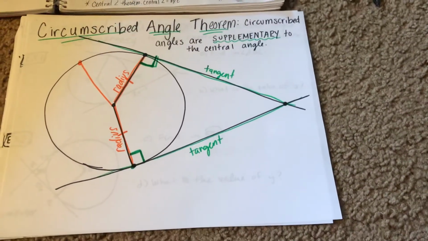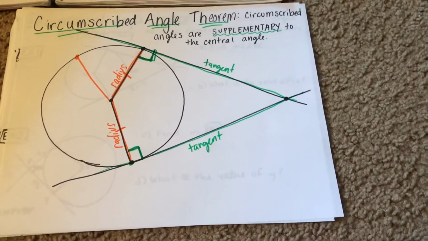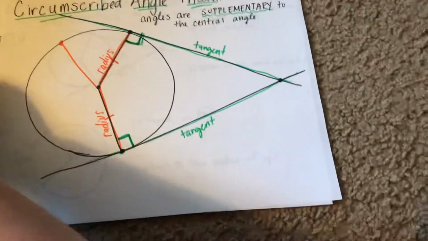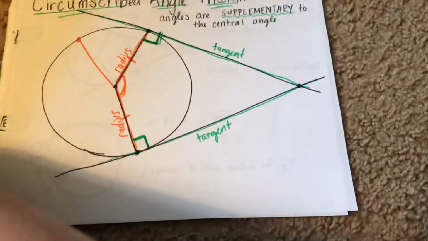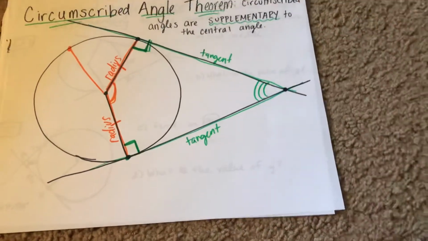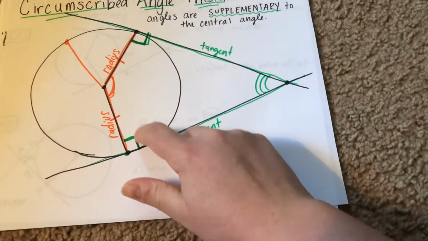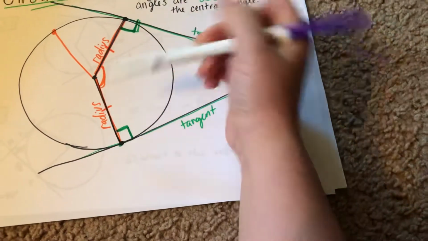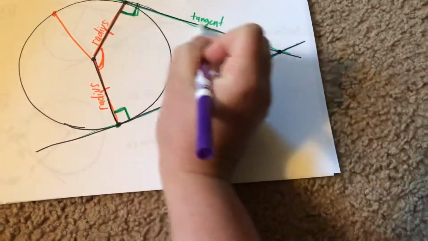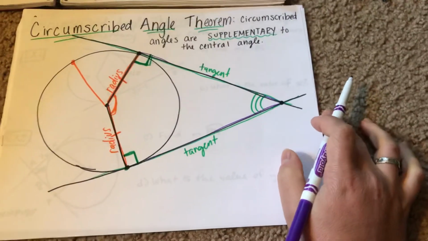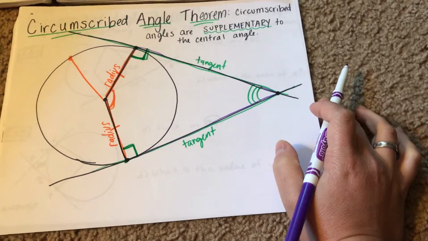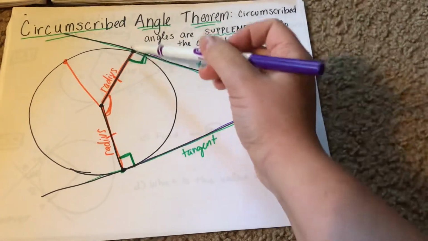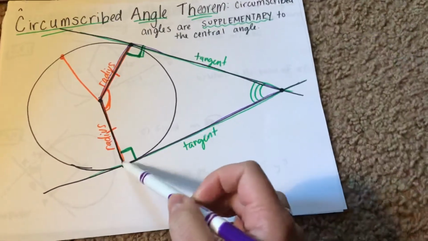Now, here's what I want you guys to look at. This is the whole reason that this theorem works. If I wanted to write a proof, I could, but I'm not going to for this video. We have a central angle here. We have a circumscribed angle here that we're looking for. And we know that these two are perpendicular angles. If we look at this shape right here, hopefully you remember back in chapter 10, I want to say, we talked about area and different quadrilaterals. Quadrilaterals meaning four-sided figures. We have a four-sided figure right here.